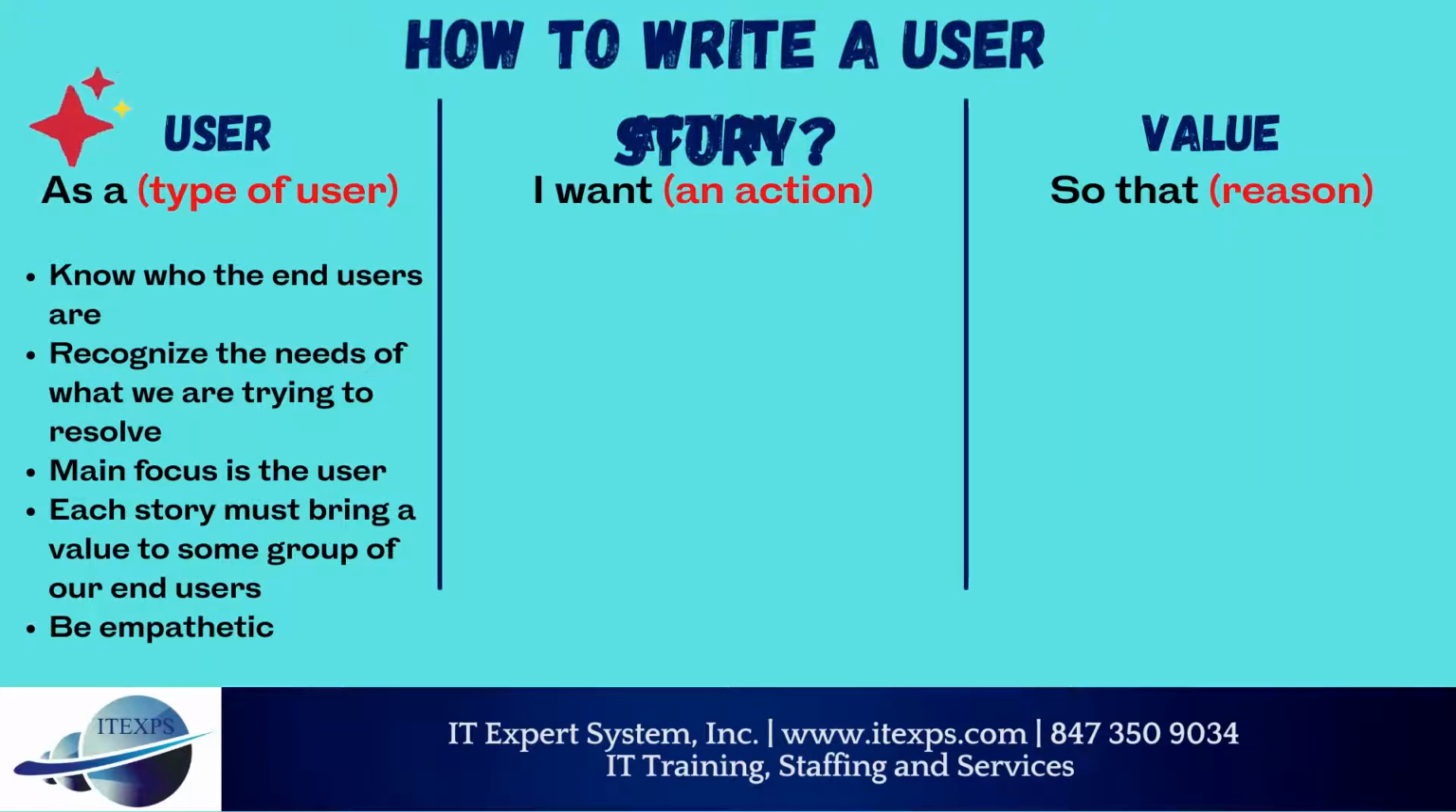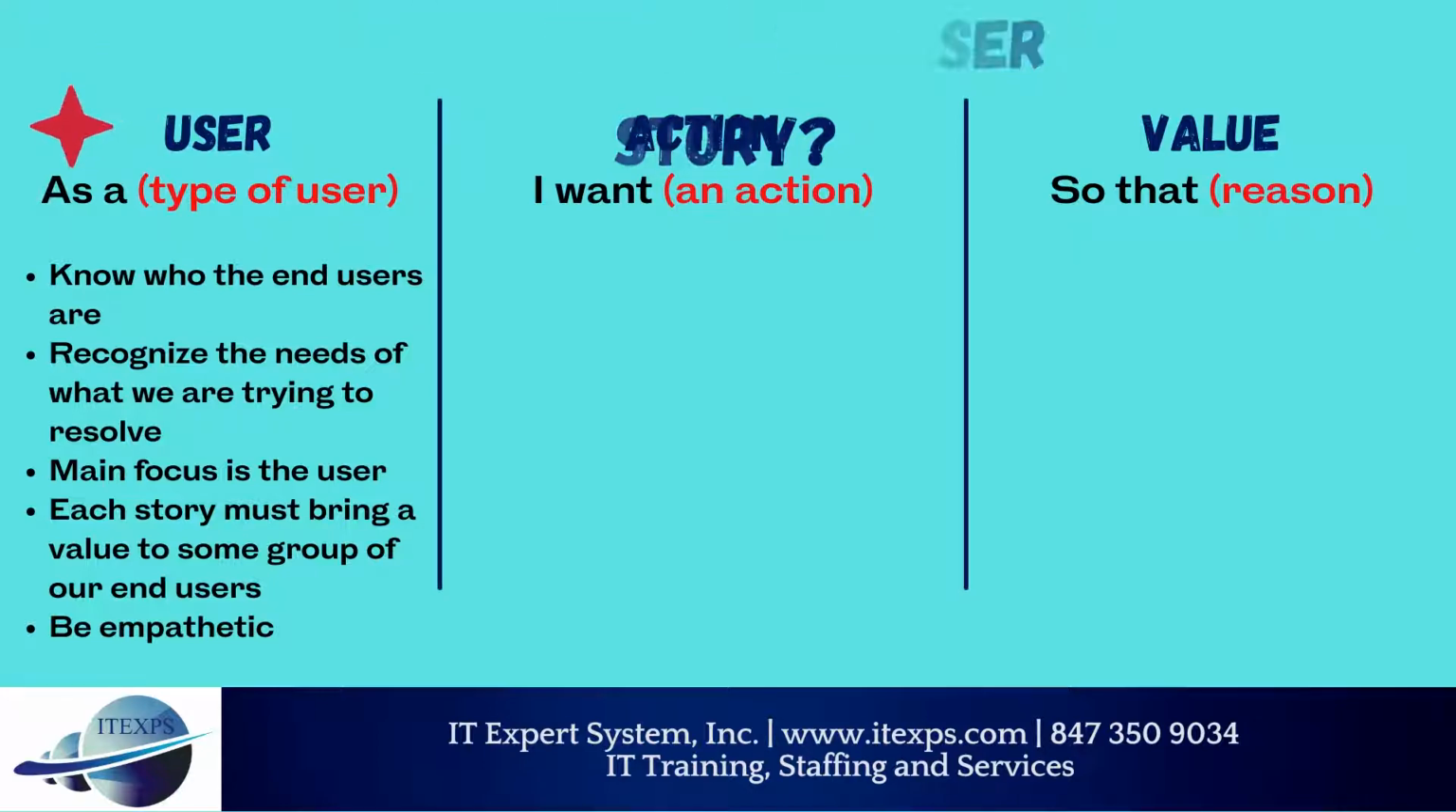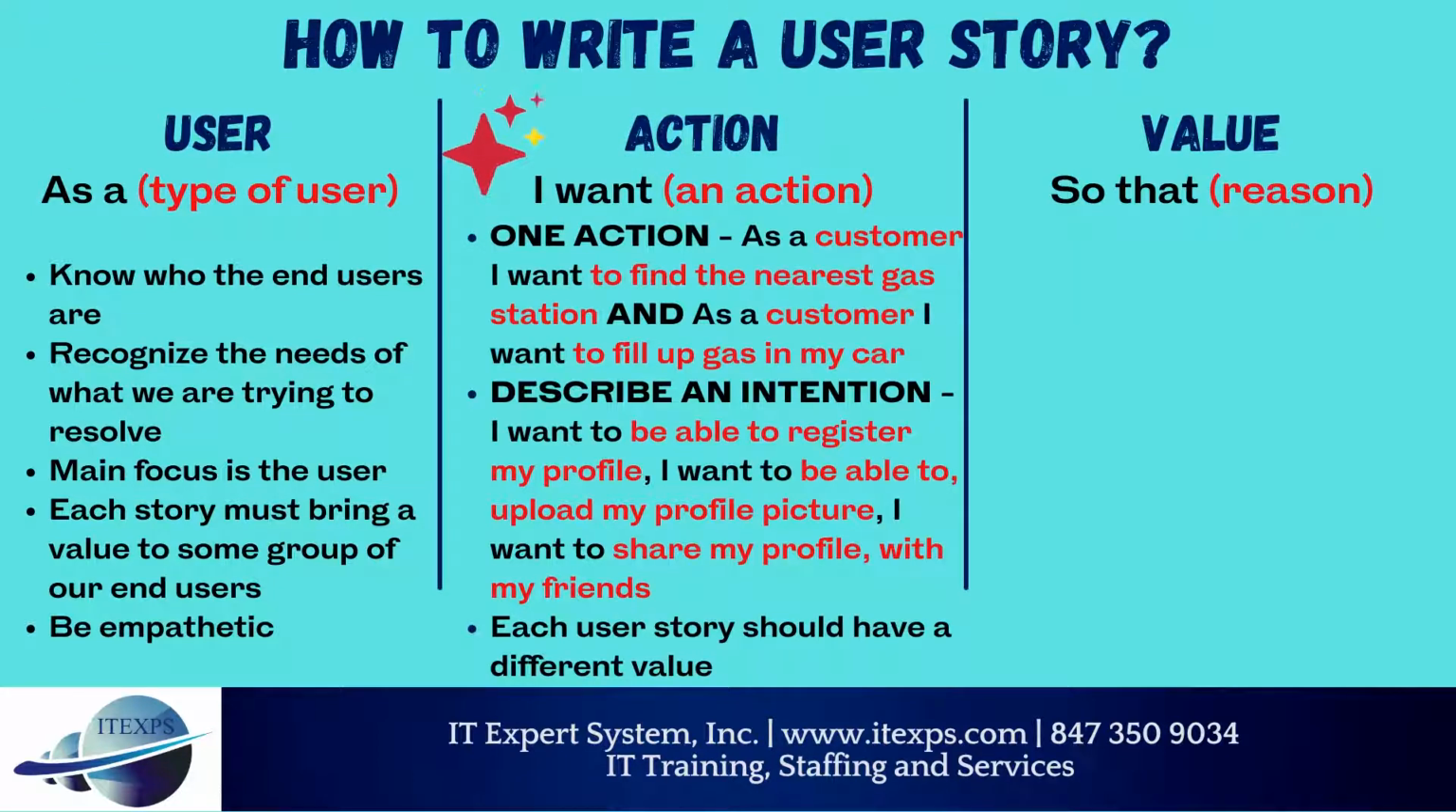Be empathetic, meaning consider the user's habits, what issue our product is going to help resolve for the user, and how we can make this path easier and faster. Now, let's define what functionality each user expects. It's important to remember that, when writing an action for a user story, have one action per story.